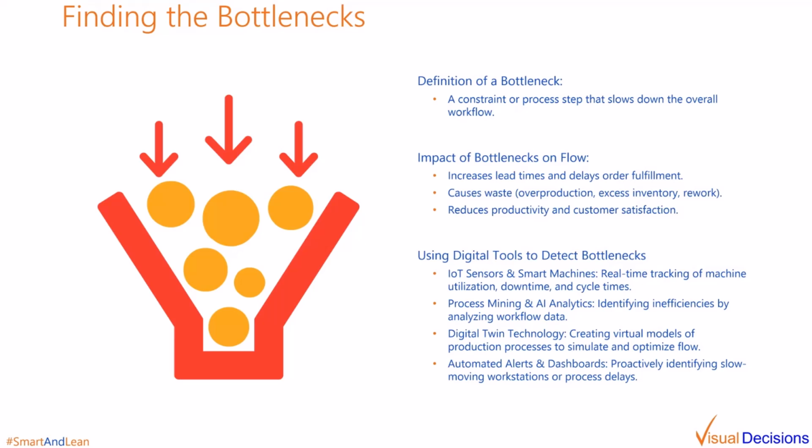Process bottlenecks arise when a specific step takes longer than others, causing work to pile up. Resource bottlenecks occur when machines, labor, or tooling availability become constraints, preventing smooth flow. And information bottlenecks result from delays in data sharing between different departments, leading to inefficient decision making and disruptions in scheduling or material flow. The impact of bottlenecks on flow is substantial.